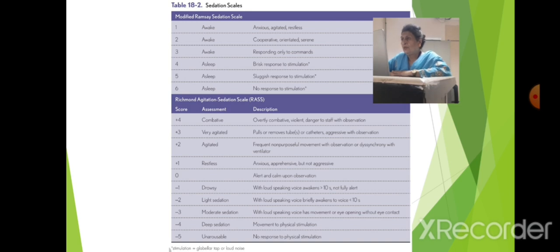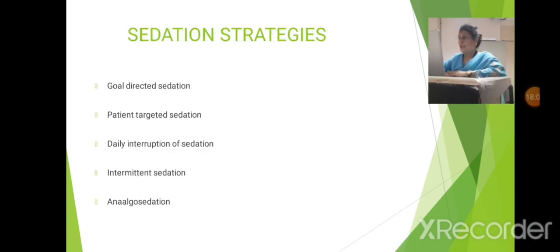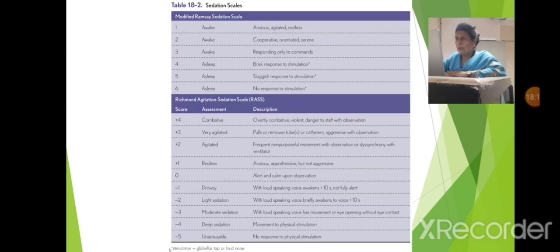Sedation scale, the modified Ramsay sedation scale. 1: awake, agitated, restless. 2: awake, cooperative, oriented, tranquil. 3: awake, responding only to commands. 4: asleep, brisk response to stimulus. 5: asleep, sluggish response to stimulus. If you ask them something, they respond with yes or no, but the response is not complete. 6: asleep, no response to stimulus.